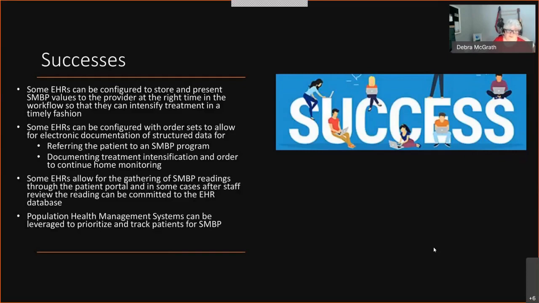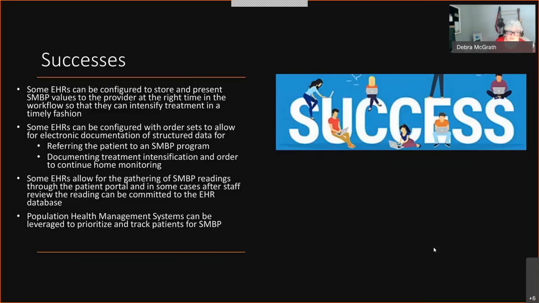We've also been successful in configuring some of the EHRs with order sets to allow for really an electronic documentation of structured data for referral, understanding the referral process of the patient to an SMBP program, and the ability to document treatment intensification. It's important to note that capturing treatment intensification episodes contemporaneously with encounters with the patient is challenging. So any of you who have had to produce encounter level data so that you can really understand what's happening at the level of the encounter probably understand where I'm coming from. And that's why we've created order sets. So we're trying to get the provider to tell us what they're doing at each of these visits.